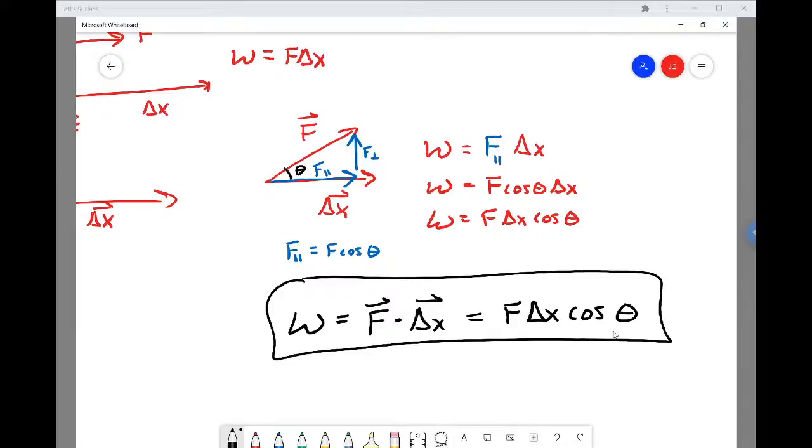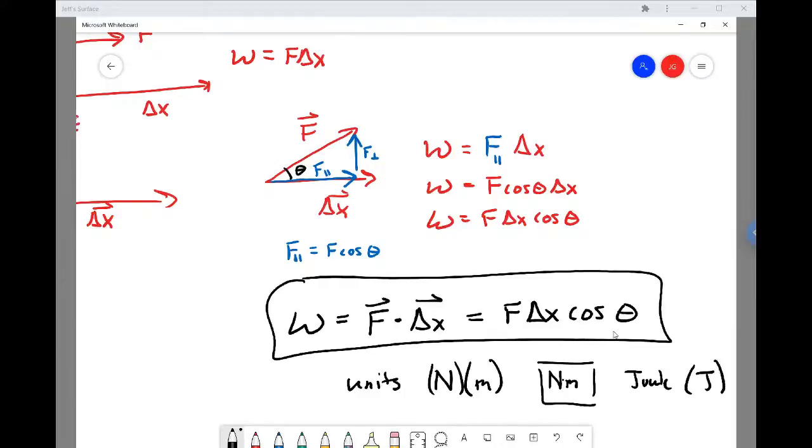Okay, and what units would we get? We would get a product between force, which is units of newtons, times the displacement, which would have units of meters. So the unit of work is Newton meters. Newtons times meters. Okay, and that's also called a joule, or J for short. So 1 Newton meter is equal to 1 joule.